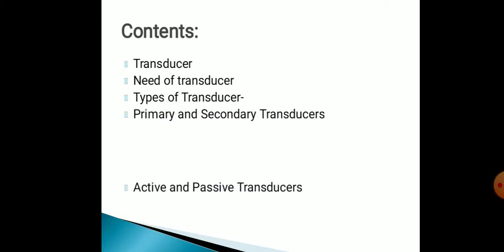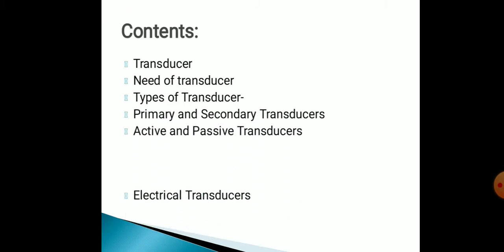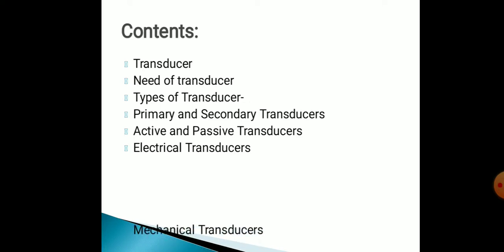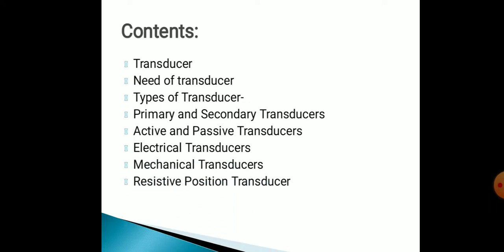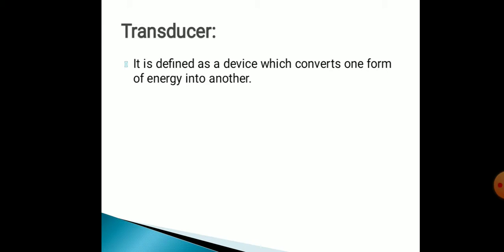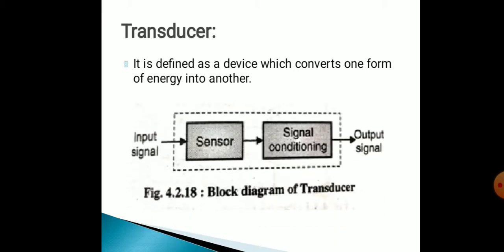These are primary and secondary, active and passive, electrical transducers, mechanical transducers, resistive position transducer, and capacitive transducer. Transducer: it is defined as a device which converts one form of energy into another. It consists of sensor and signal conditioning. The transducer provides a usable output in response to a specific input measurement. The measured may be a physical or mechanical quantity.